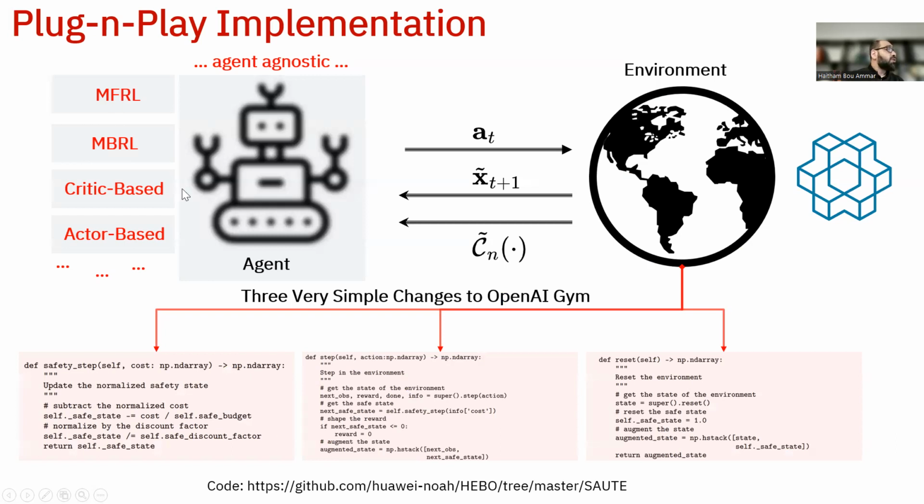And it's really agnostic to what agent you use. You can use a model-free algorithm, because those changes are to the environment itself and not to the agent. So now, instead of the environment returning just x t plus 1, which is what it used to do, it will return x tilde t plus 1. And instead of returning a cost, it will return this c tilde cost. And then you can use a model-free algorithm, a model-based algorithm, an actor-critic algorithm, an actor-only algorithm. It's really up to you.